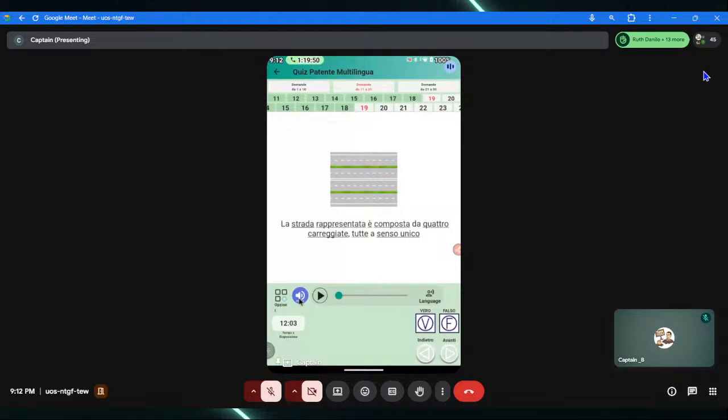Nelle carreggiate laterali della strada rappresentata è consentita, di norma, l'inversione di marcia. What is that one? Now, inversione di marcia is talking about a U-turn like this. No, it's falso. Run for your life. Nella carreggiata laterale della strada rappresentata è consentita di norma l'inversione. No, falso, right? Yes, sir. Thank you, sir. Welcome. Next person, please.